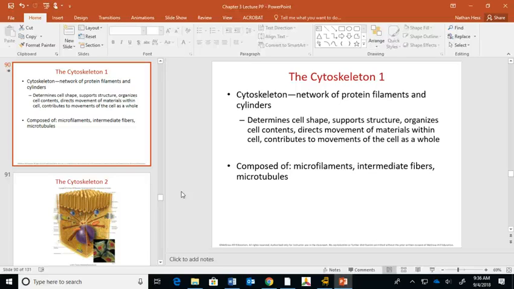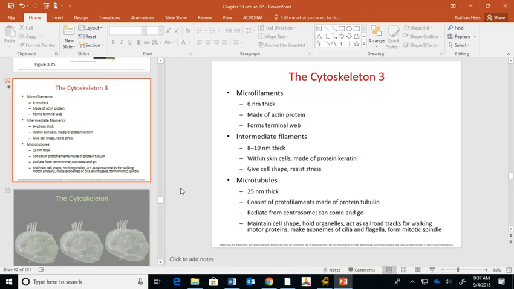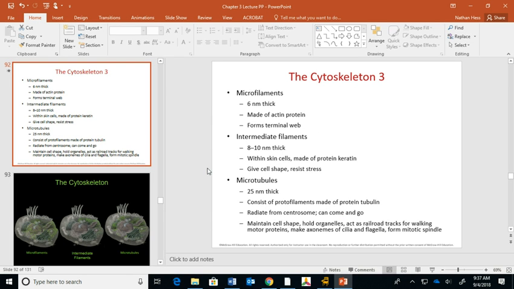The cytoskeleton is a network of protein filaments and cylinders that help make up the inside of the cell. It organizes it. It gives it shape. It supports things. It helps things move inside the cell. And there's three different pieces of that cytoskeleton: microfilaments, intermediate filaments, and microtubules. They're all kind of the same thing. They're just different sizes. Are you with me? So a microfilament is smaller than an intermediate filament that is smaller than a microtubule.